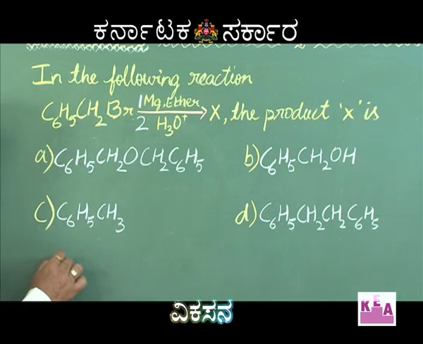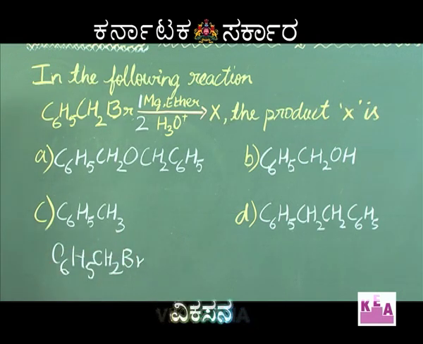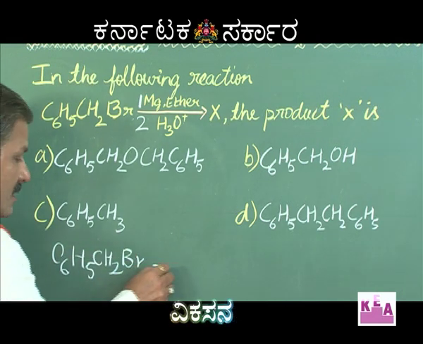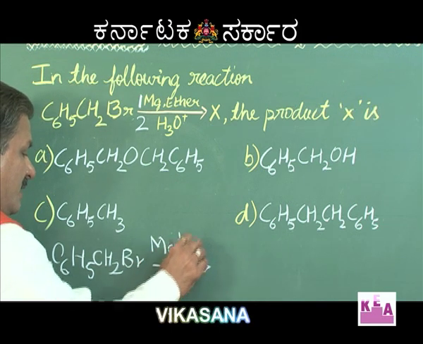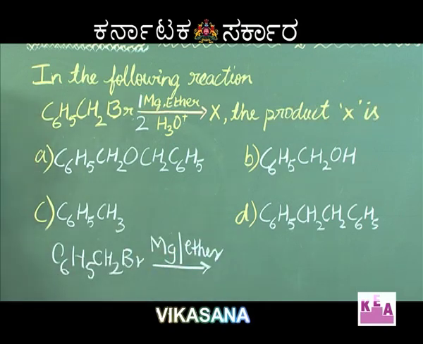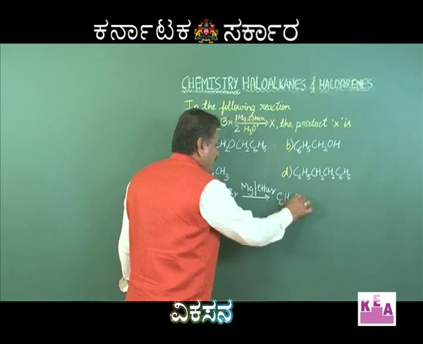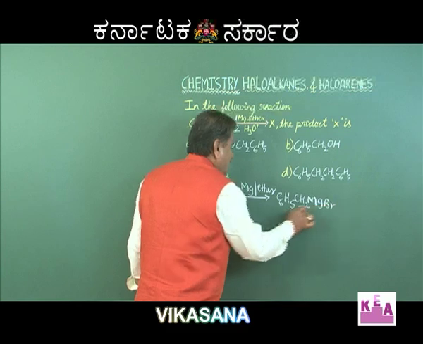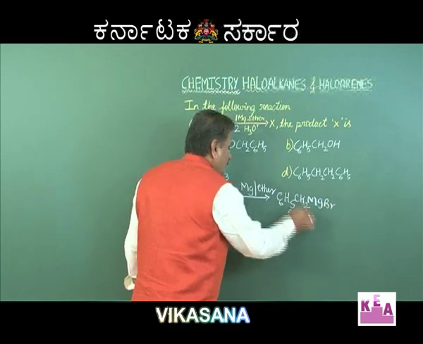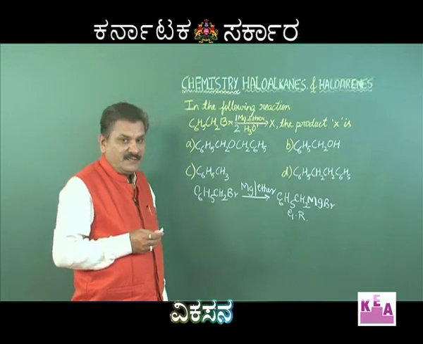So, first we have C6H5CH2Br, benzyl bromide, reacting with magnesium in ether, forming C6H5CH2MgBr, the benzyl magnesium bromide, which is a Grignard reagent.